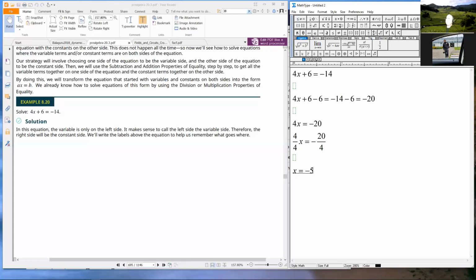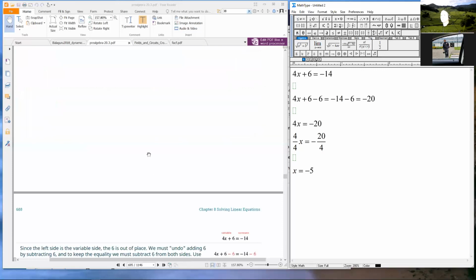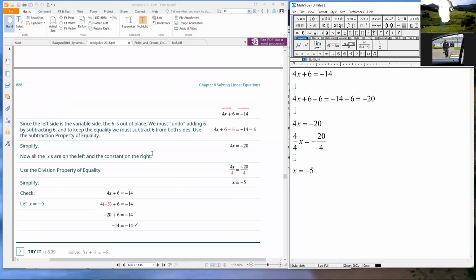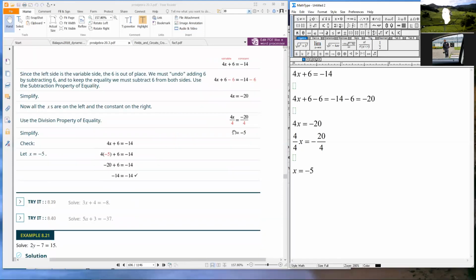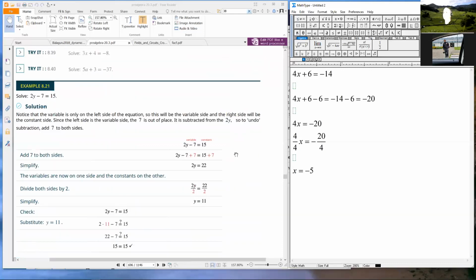So it's called a two-step method because here's step 1, subtracting 6 from both sides. Here's step 2, dividing through both sides by 4. So the two-step method, step 1, step 2. Okay. All right, so we can go through and we'll see here they do the exact same thing. They subtract 6 from both sides, they divide through by 4, and they get x equals negative 5.